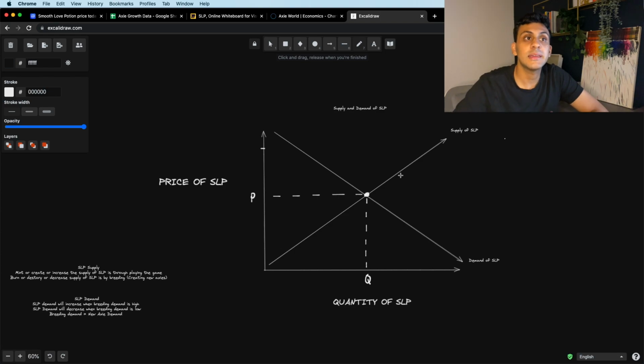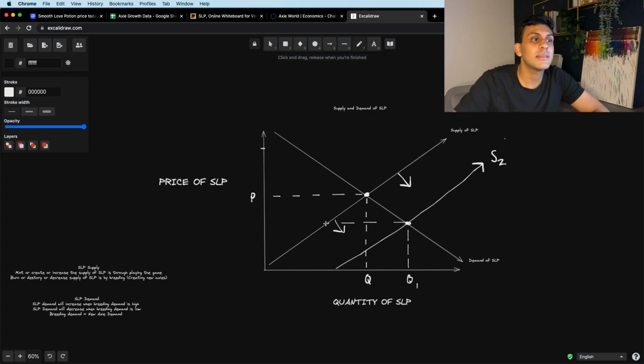When players play the game, more SLP is created. So what happens? The supply curve of SLP is shifted to the right, and the new equilibrium point is down here. That means the amount of SLP in existence is higher, and because there is more supply of SLP, the price of SLP actually decreases. So as players earn SLP, the price of SLP decreases and the quantity of SLP increases.